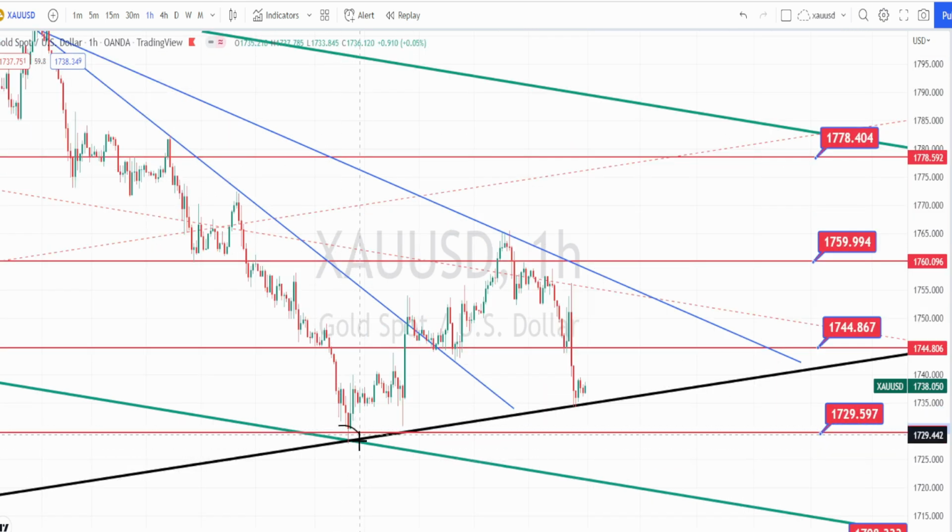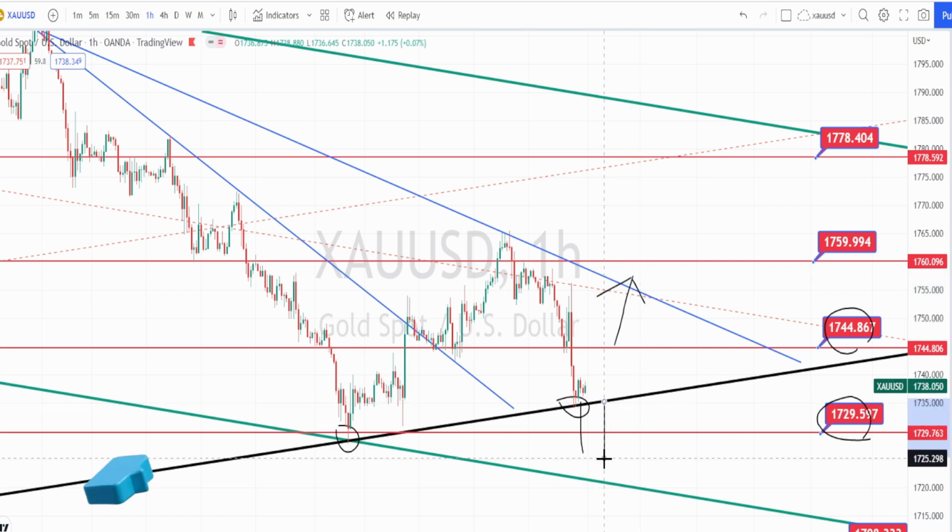So currently the price action is taking support on the bullish channel pattern from the daily time frame. Wait for it to break this support level or to break these resistance levels in order to take a directional trade in hourly time frame.